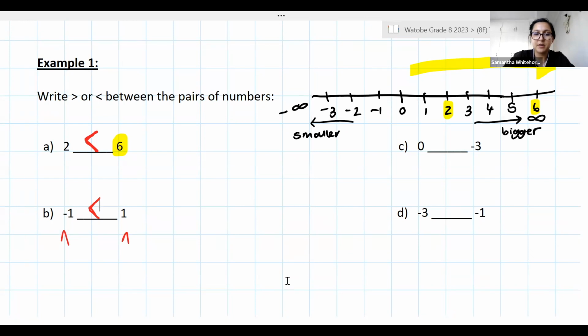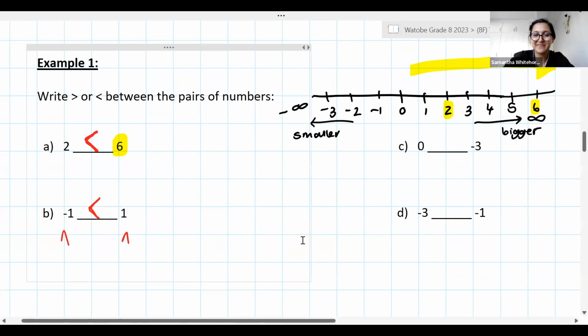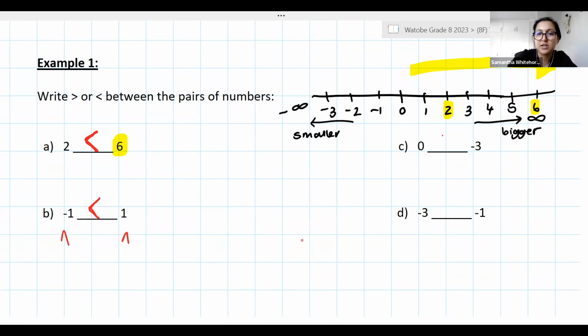There should be a pop-up to unmute. There we go. C is 0. Excellent, well done. So guys, here, 0 is our bigger number.